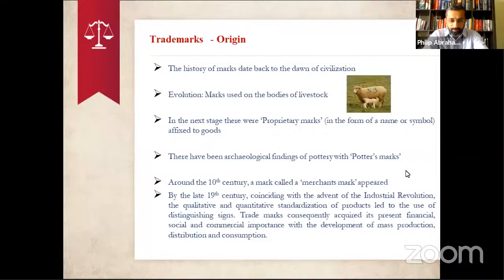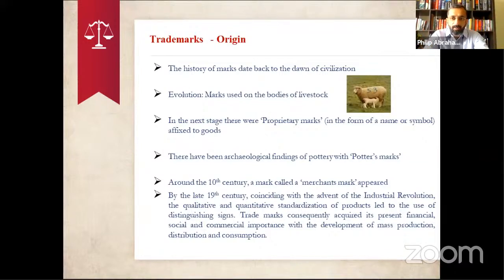For example, if you've seen this little diagram here, the sheep is marked with a numeral 53. Now, this is something that you see even today when you travel to the countryside. The livestock are sometimes marked. It is to identify the owner of the livestock. It is a kind of a mark, not a trademark really, but a kind of a mark to identify who the owner is.